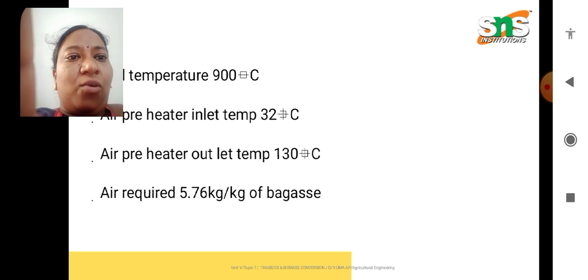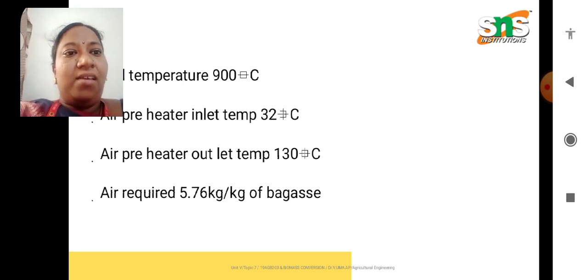Air preheater outlet temperature of 130 degrees Celsius. Air required is 5.76 kg per kg of bagasse. So this is the preheating. Air preheater is used to remove the moisture content present in the bagasse.